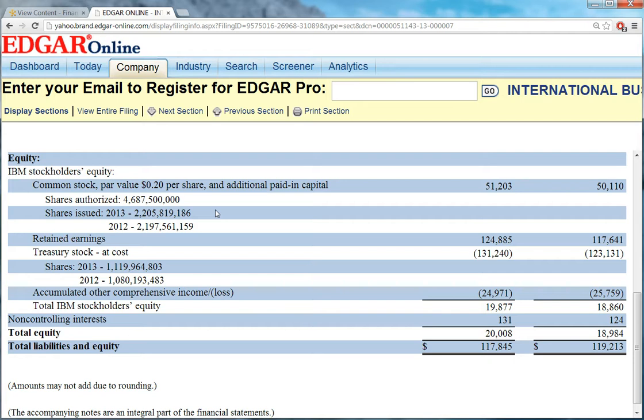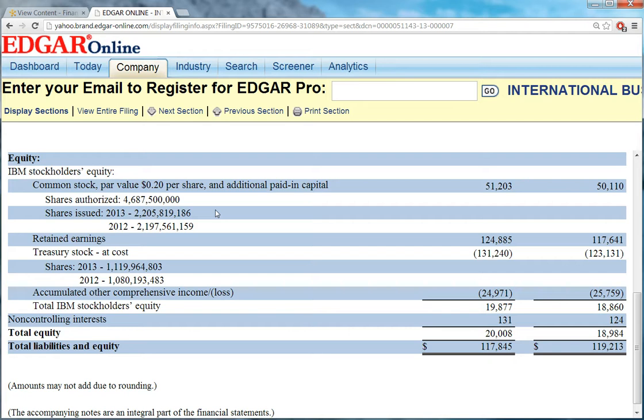A company is not going to be issuing all the common stock or all the shares of stock immediately upon their formation. They want to be able to raise capital periodically throughout their lifespan. And so it would be very common to see arguably very large numbers of shares authorized, but substantially less than that actually issued.